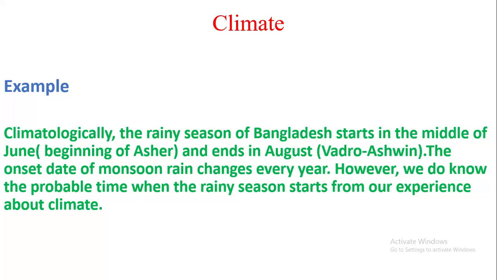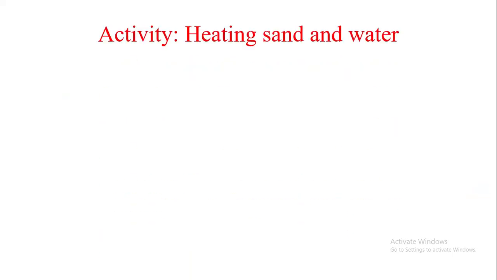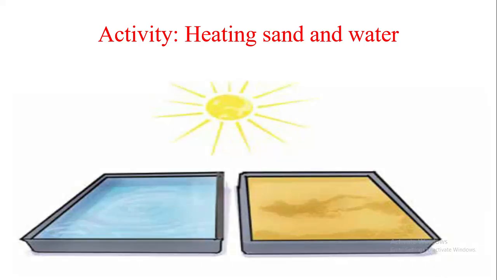Dear students, here is another activity: heating, sand and water. What to do? We complete the activity. At first, according to our textbook instruction, we will fill one tray with sand and another tray with water. Then we will check the warmth of water and sand using a lamp before placing two trays under the sunlight.